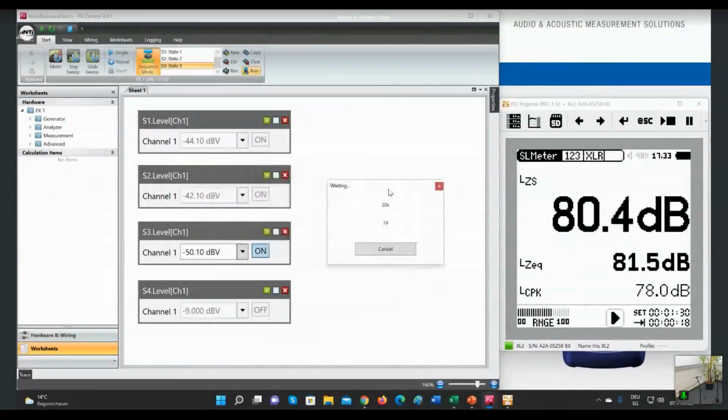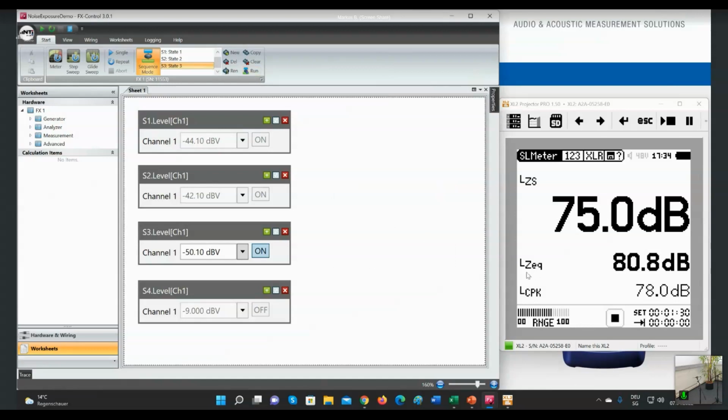And that is another 20 seconds, but now with 75 dB level, as you can see here on the XL2 screen. And as soon as these remaining few seconds have expired, we will see the result. Okay, and that is down here. The LZ EQ is 80.8 dB. This is our noise exposure level.